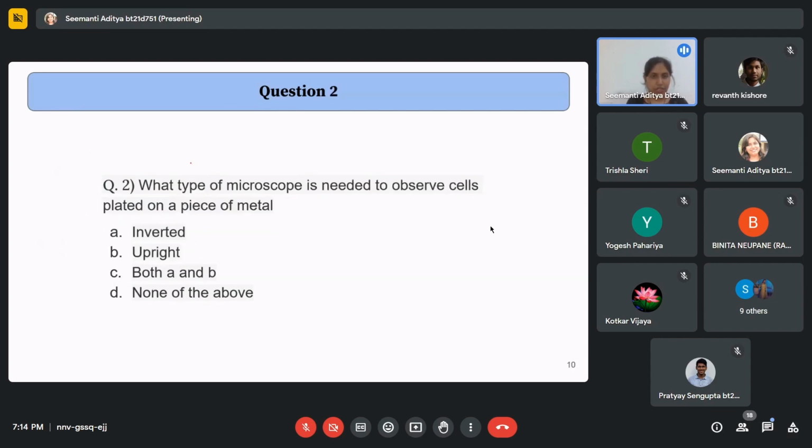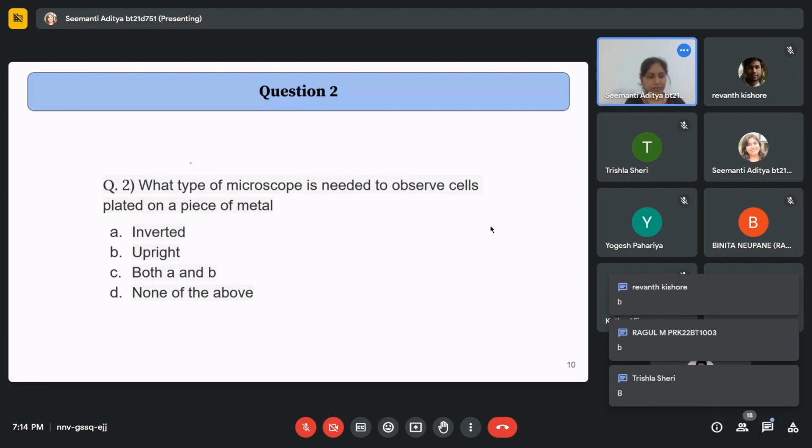Okay, so next question, let's go. What type of microscope is needed to observe cells on a piece of metal? A piece of metal is a thicker thing, so what do we need? If cells are plated on plastic, then we need another kind of microscope.